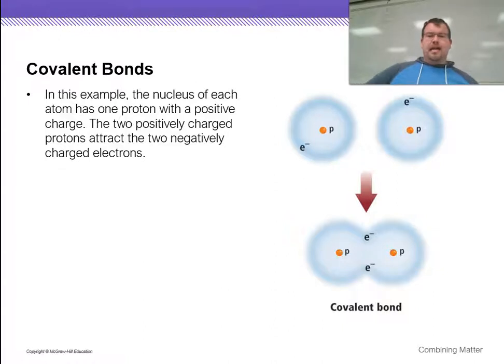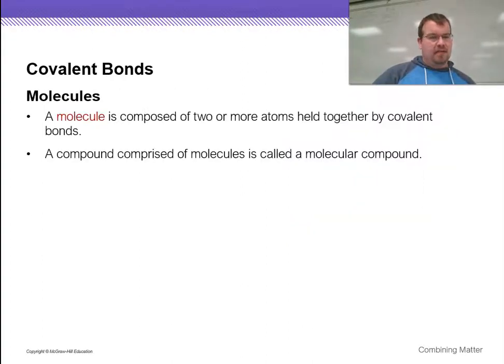In this example, you'll see the nucleus of each atom has one proton. The two positively charged protons attract two negatively charged electrons. But here's the thing: you see that these electrons are being shared between the two, so they can get what we call a full outer shell and have full valence. That's what they're looking for, and that's what takes place within there. That's what a covalent bond really is: sharing electrons to get a full outer shell.